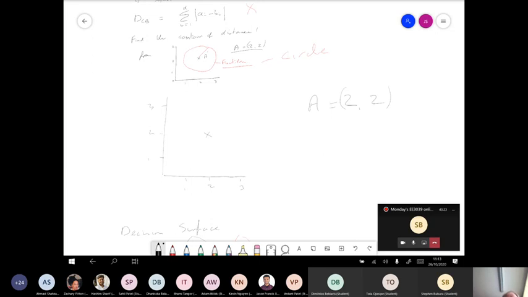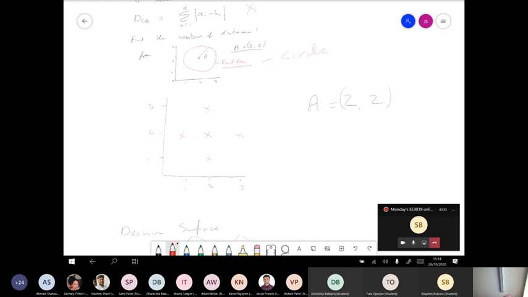2, 1, excellent. 2, 1, first dimension is 2, second dimension is 1. It is that point there. Another one, please. 1, 2. Another one, please. 3, 1. And another one. 2, 3.